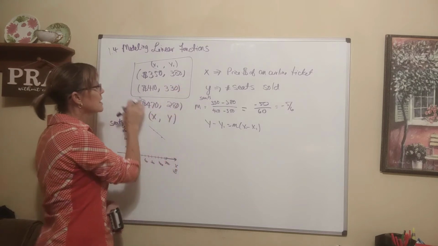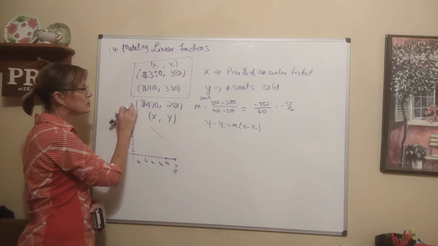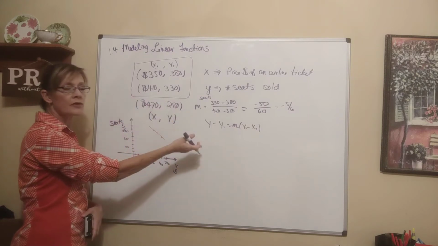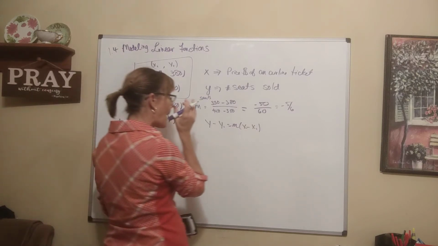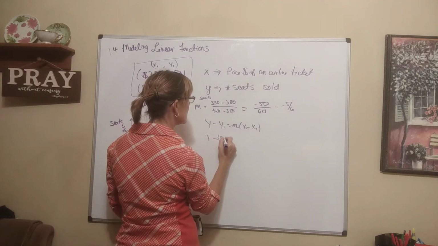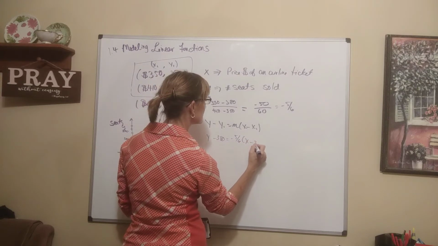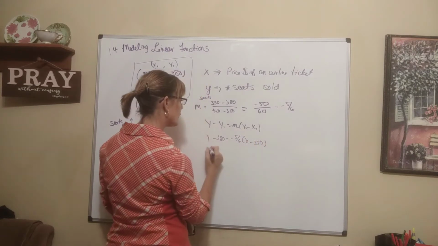So if, for instance, I chose these last two, if I got the slope using these two, then I would have to use one of these for this part of the equation. I'll choose the top one. y minus 380 is equal to negative 5 over 6 times x minus 350. Now we'll solve for y.